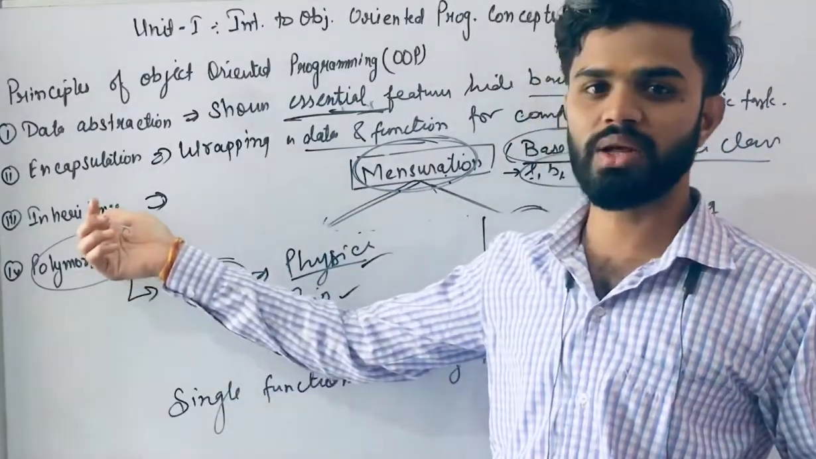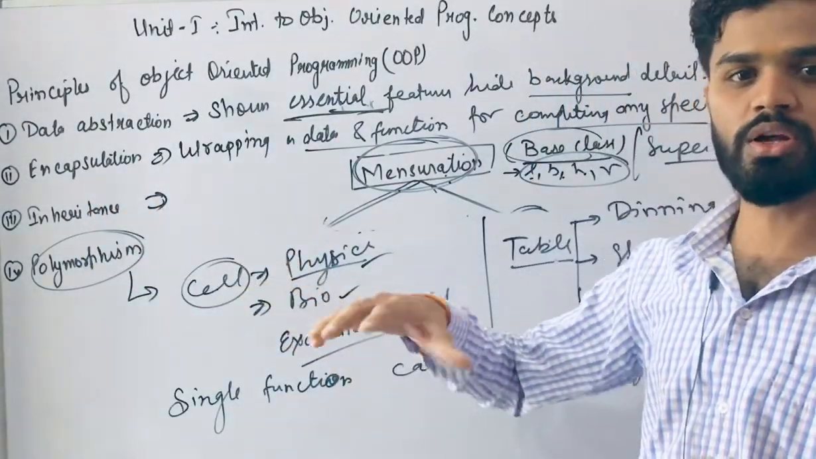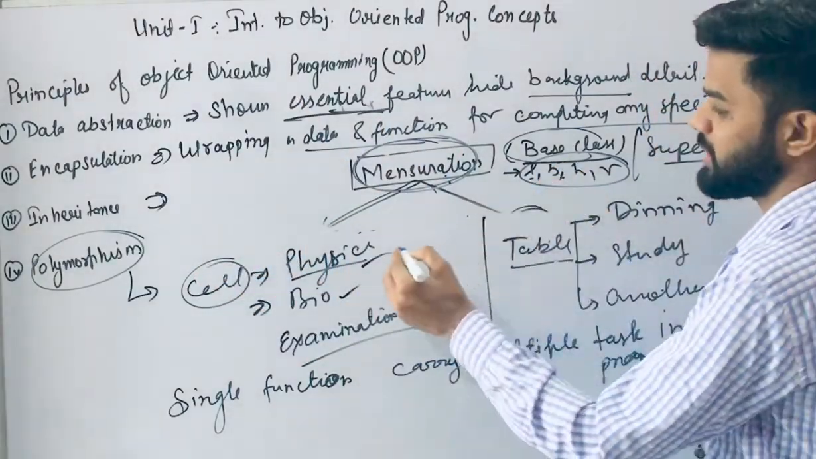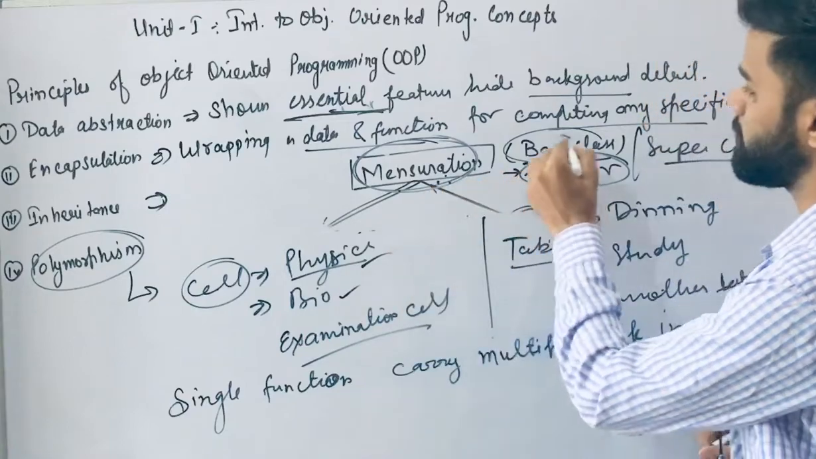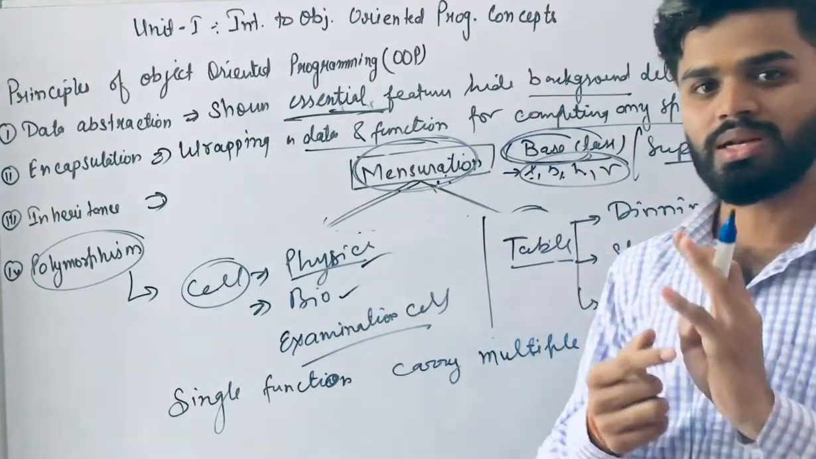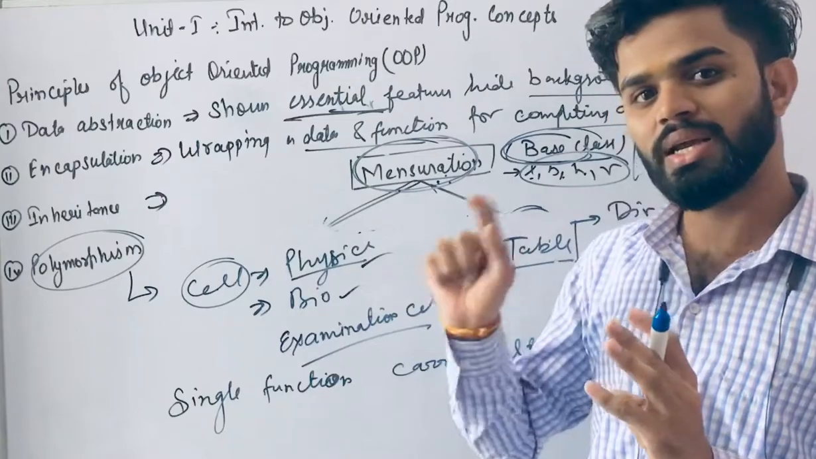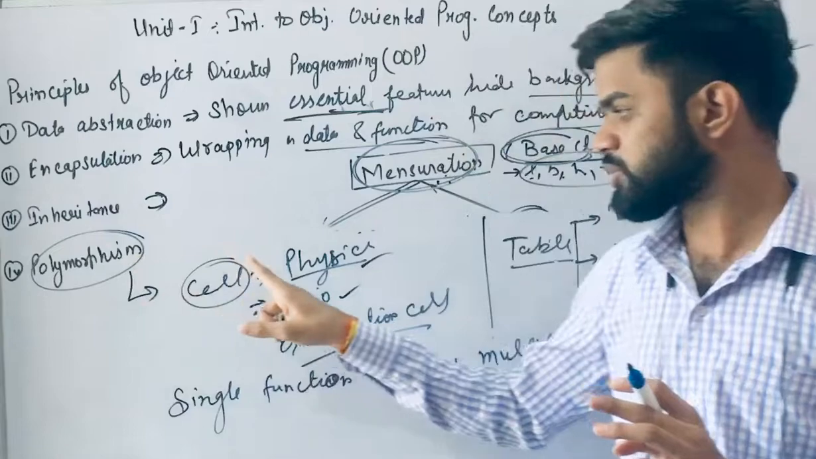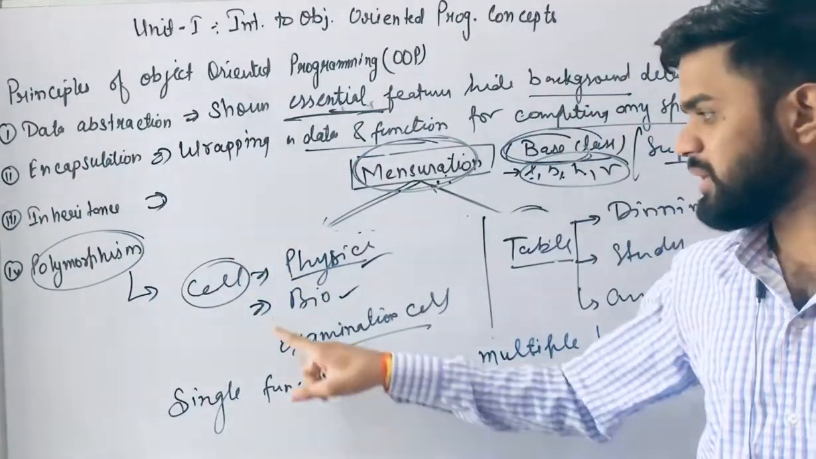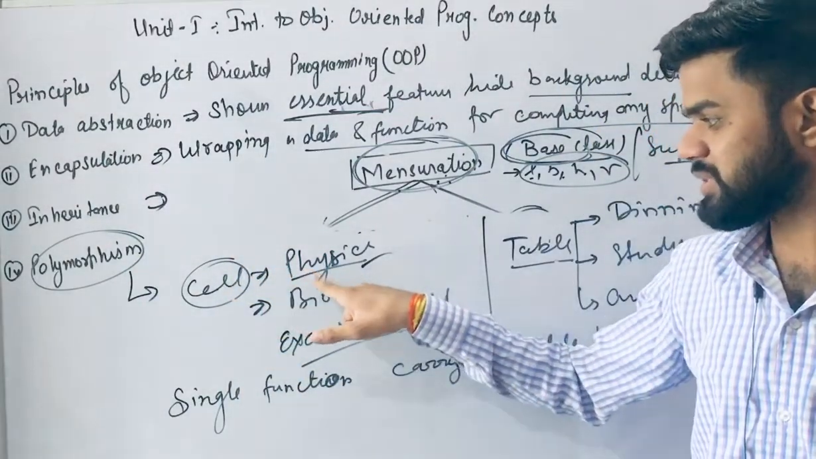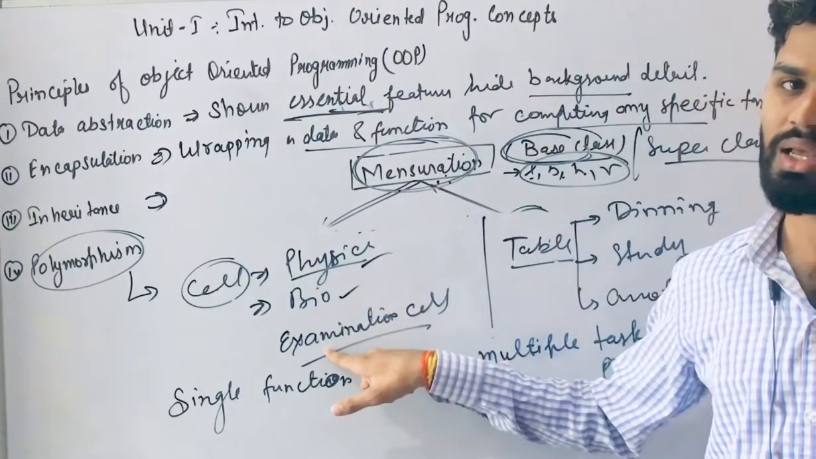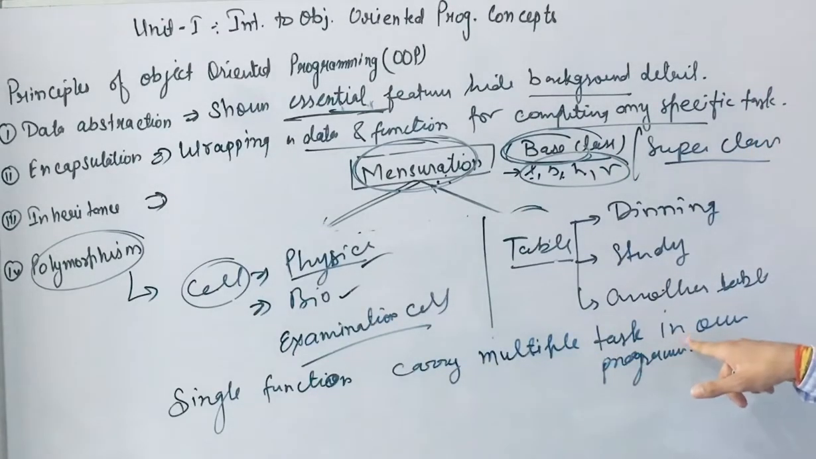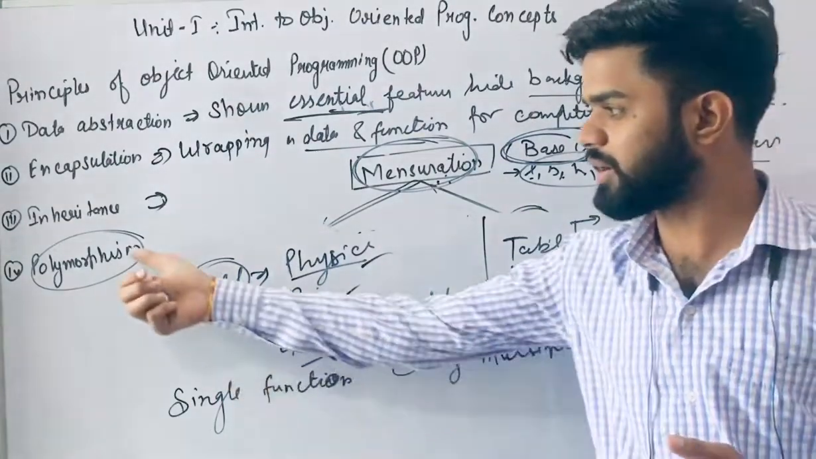If you try to understand inheritance, it inherits the property of something, like it inherits the property of another class. If there is a base class, then our subclass, target class or derived class inherits the base class property. Clear? After this, polymorphism. Polymorphism means there is a single cell which is used in physics in one way, in biology another way, and examination cell another way. In the same way, a single function carries multiple tasks in our program. This is defined under polymorphism.